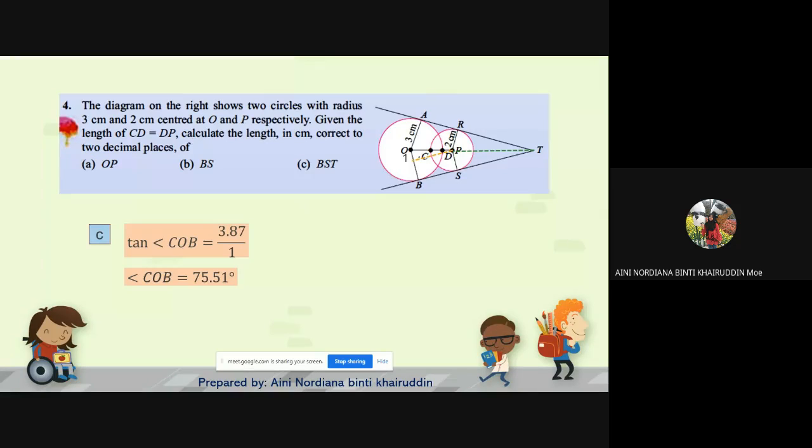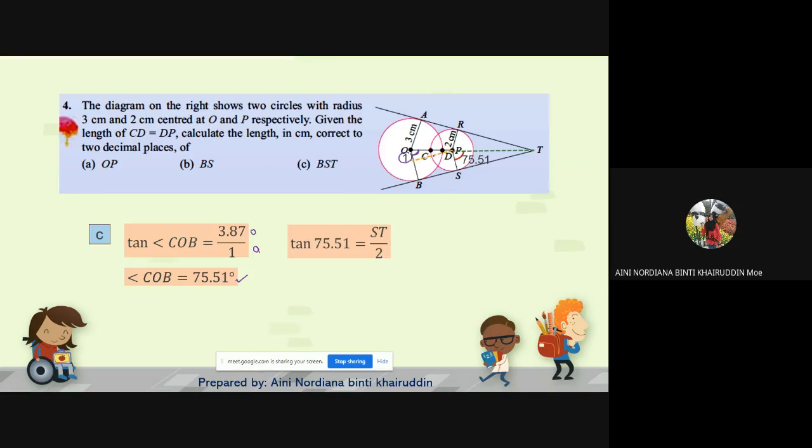Okay, first calculate this angle. This angle, you use tangent is opposite over adjacent. Opposite is BS. Adjacent is 1. Then you will get angle COP equals to 75.51. Shift tangent 3.87. You will get this.